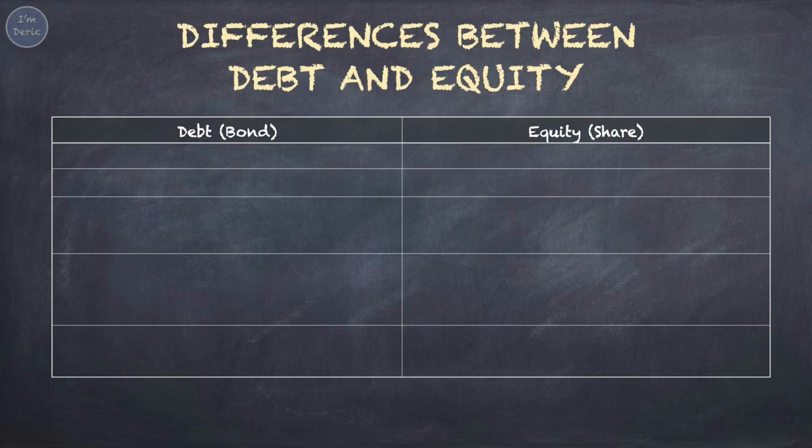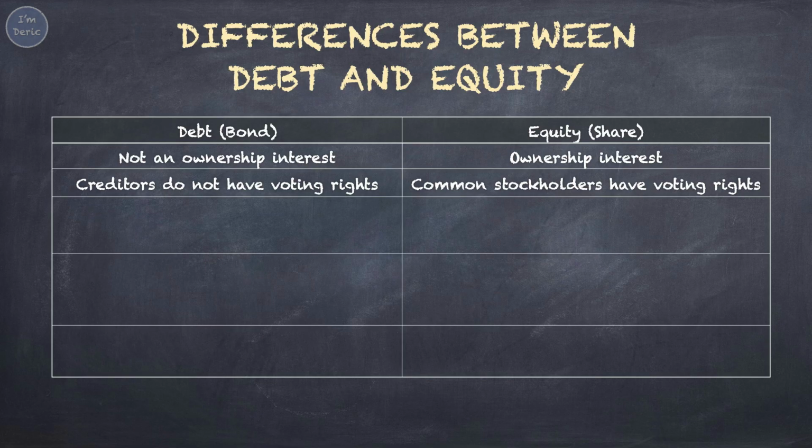From the company's perspective, bond is debt, while share is equity or ownership. There are some differences in debt and equity. Debt is not an ownership interest, while equity is an ownership interest. Buying bonds means you are a creditor, while buying shares means you are the owner of the company. Bondholders are creditors who do not have voting rights. But common stockholders have voting rights to elect the board of directors and make decisions on some company issues.